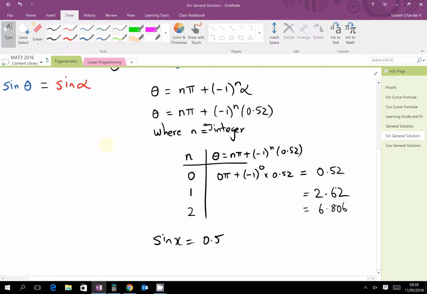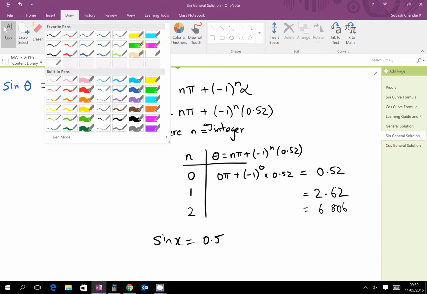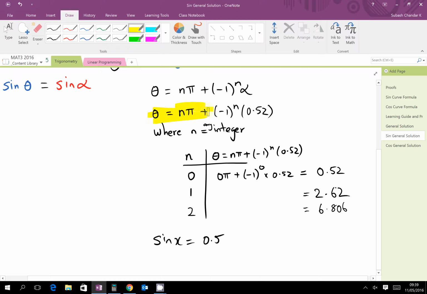But for now, you guys know how to do this the long method anyway, right? So this is our general equation. So one thing is, this was the final part of it that we're looking for. Right here. That's your general solution.